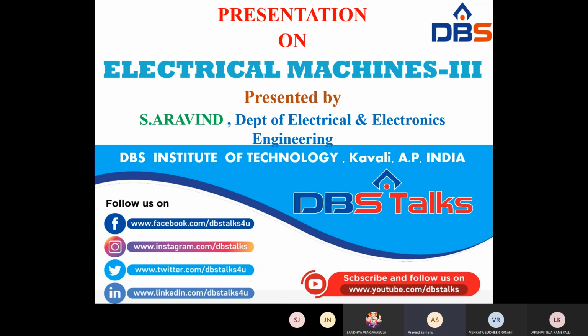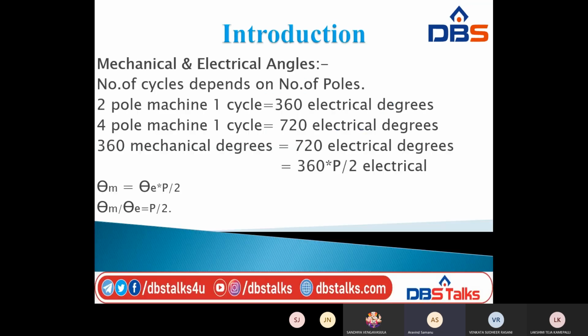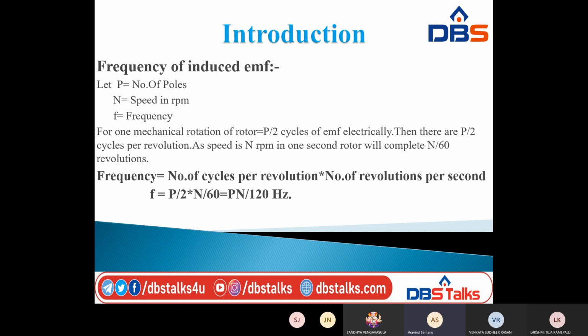I already said that for one mechanical rotation, theta m by theta e is equal to P by 2. So theta m is equal to theta e into P by 2. From this, for one mechanical rotation of rotor, we have P by 2 cycles of EMF electrically. Therefore there are P by 2 cycles per revolution.